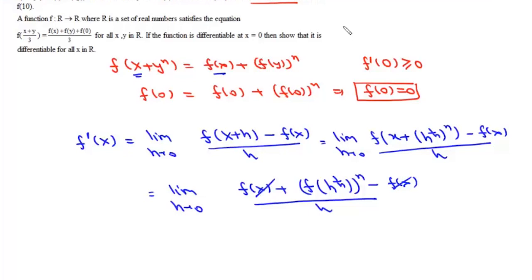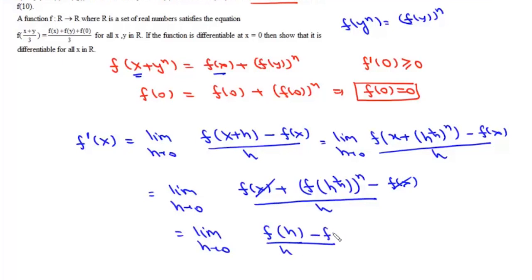Now if we put x as 0, we can write f of y to the power n is fy whole to the power n. That means we can take this power out of this function, or we can put this power inside this function. So if we put this power inside this function, we can write this as this limit h tends to 0, fh upon h. Now f0 is 0, so we'll write this as fh minus f0 upon h, and this is nothing but f dash 0. Now let f dash 0 is some constant, say a.